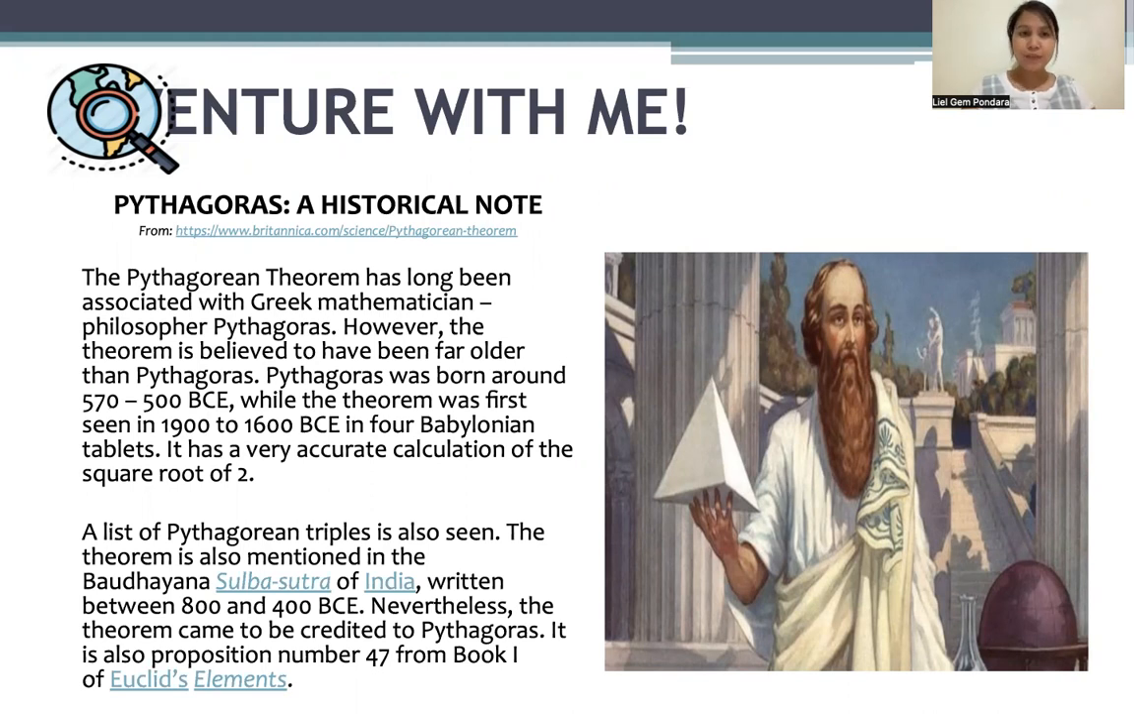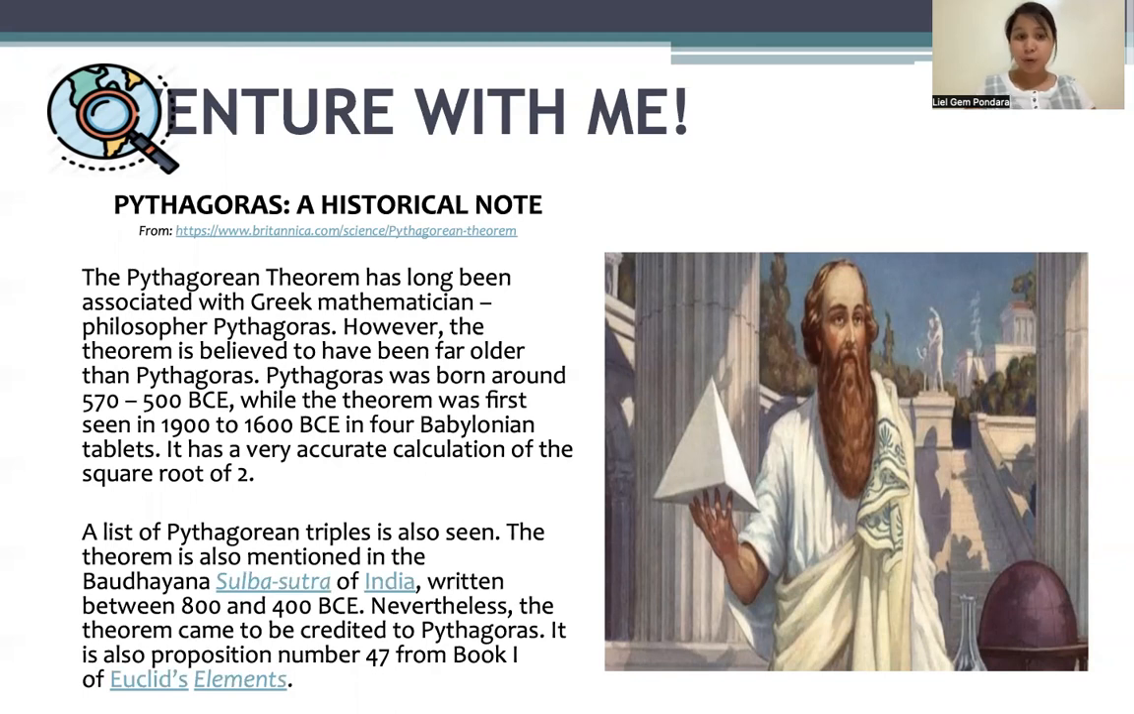The Pythagorean Theorem has long been associated with Greek mathematician and philosopher Pythagoras. However, the theorem is believed to have been far older than Pythagoras. Pythagoras was born around 570 to 500 BCE, while the theorem was first seen in 1900 to 1600 BCE in Babylonian tablets. It is a very accurate calculation of the square root of 2.